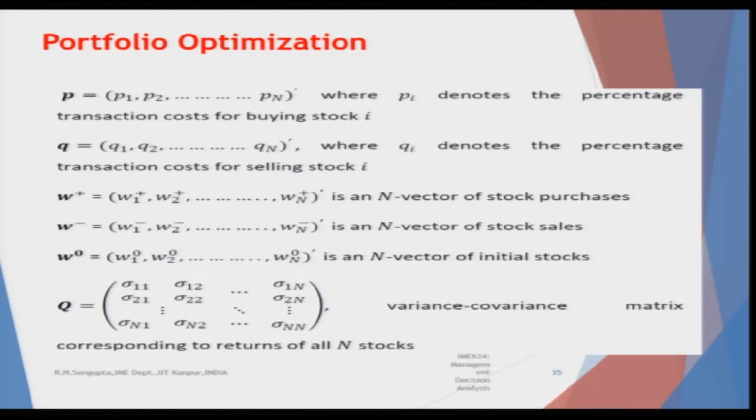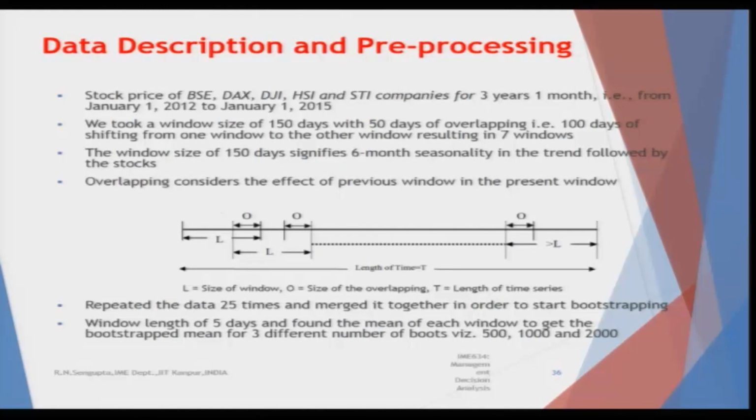And here, if you remember, the value of Q is the variance covariance matrix. I am repeating time and again, please bear with me. So, Q is the variance covariance matrix corresponding to the returns of all the n stocks. Rather than immediately going into the data, I will come to the solutions later on.